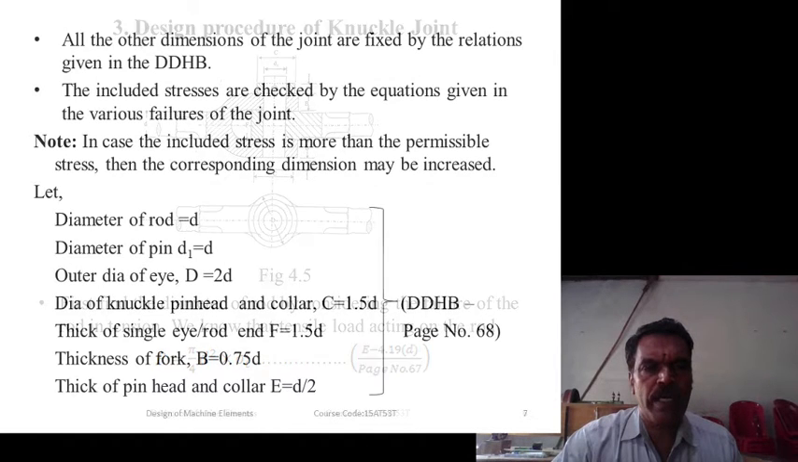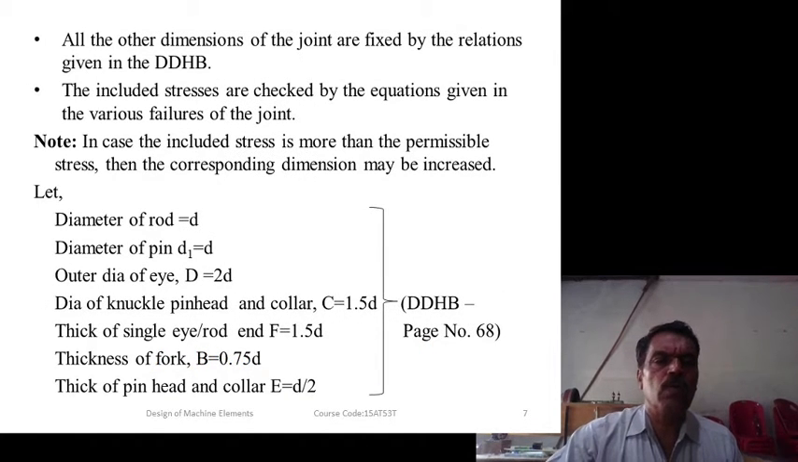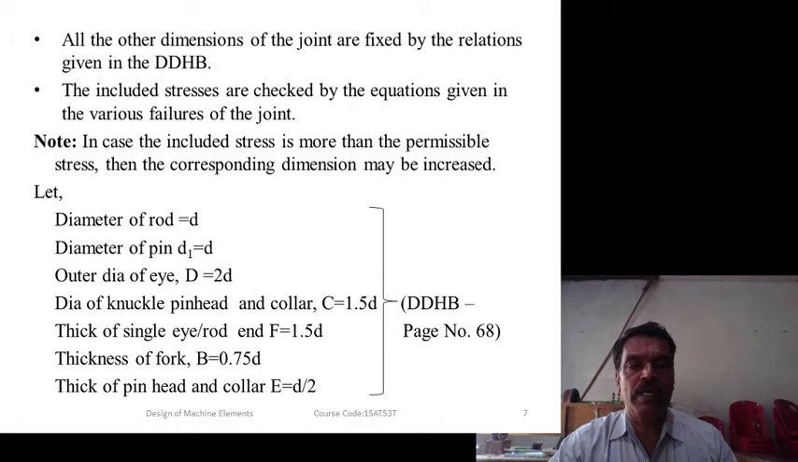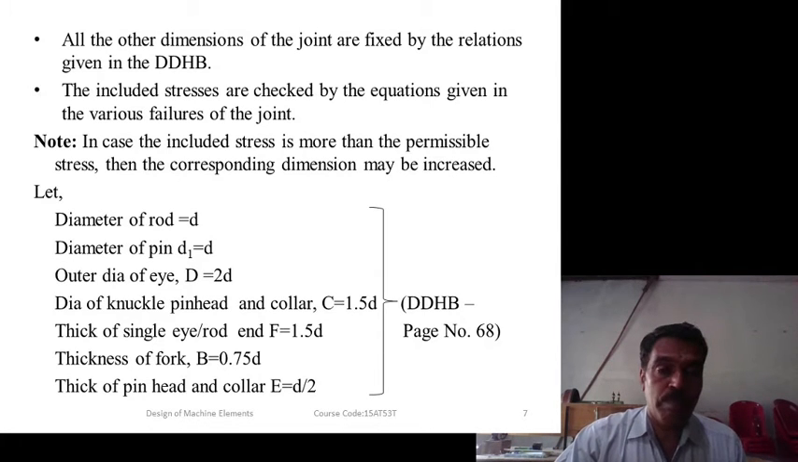Okay, after finding the d value, now by using empirical formulas we can find out the different notations and different data like B, C, D, E, F. Okay, so here, let the diameter of the rod be equal to d. So that is the diameter of the rod. Okay, the diameter of the pin, that is the knuckle pin, d1, is denoted by small d1. So that should be equal to the d value.